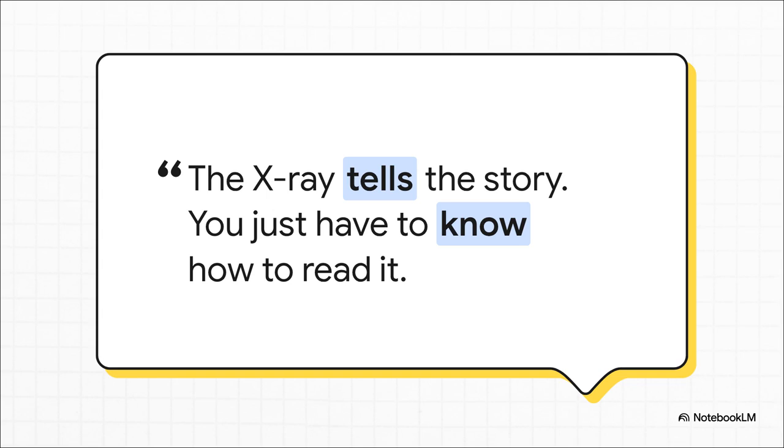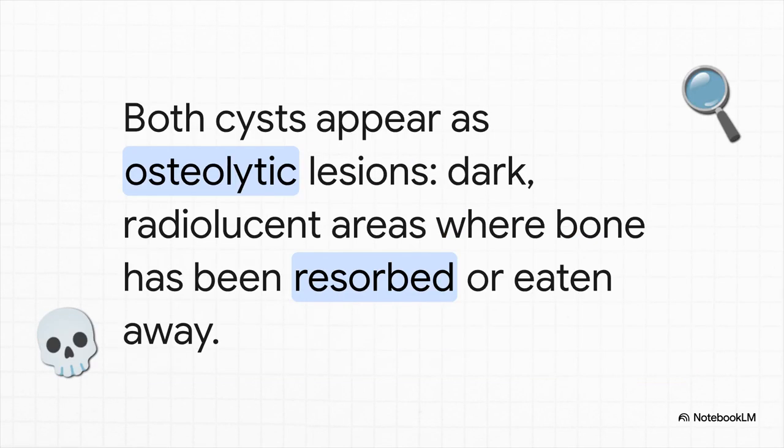It's a story written in shades of black and white and gray. The trick is just learning how to read the language. And for these cysts, there are some very specific words that give them away. So on a very basic level, both of these cysts show up as what doctors call osteolytic lesions.